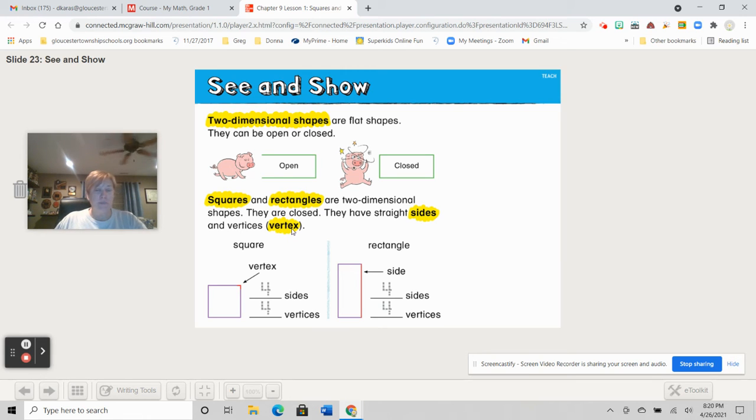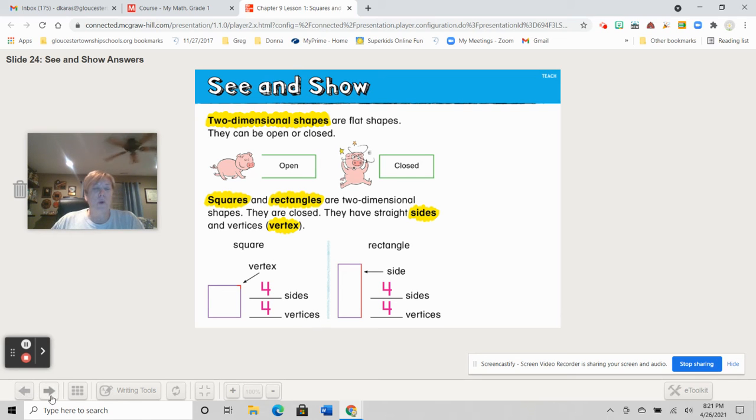Now, vertex means, remember, vertex is one, and vertices, see how it ends, means more than one. Okay, so right here, they are pointing, and it says there, here's a vertex. They made it in a different color. And then the rectangle, they colored one side. But here, sides and vertices.